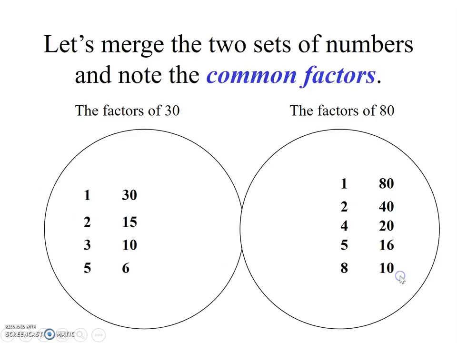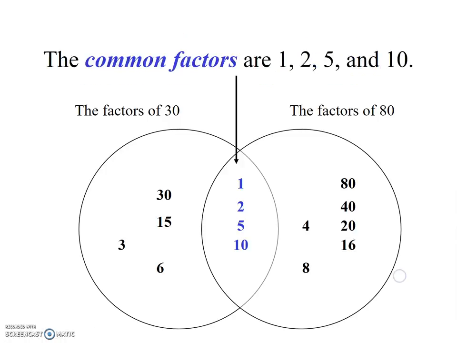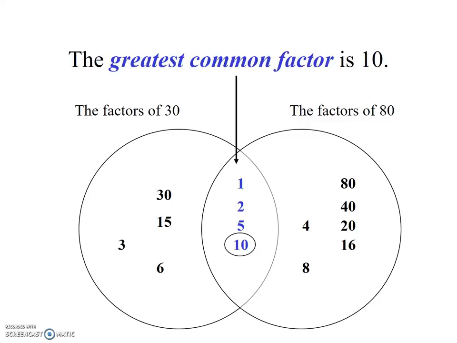So the next thing we do is we merge these two together and note those common factors. 1, 2, 5, and 10. Now I look at my common factors, 1, 2, 5, and 10, and choose the greatest, which is 10. So the GCF of 30 and 80 is 10.